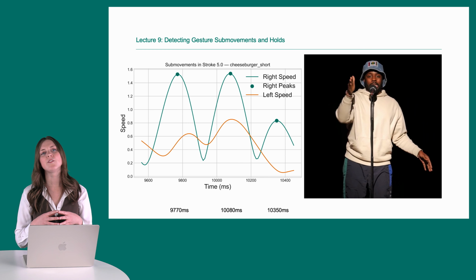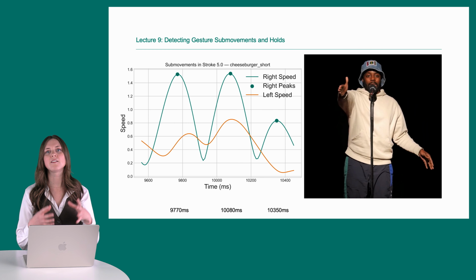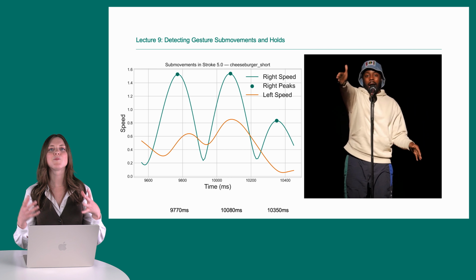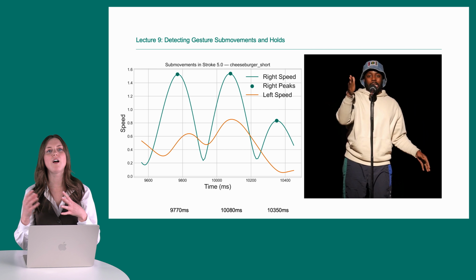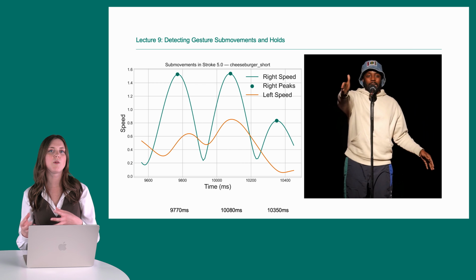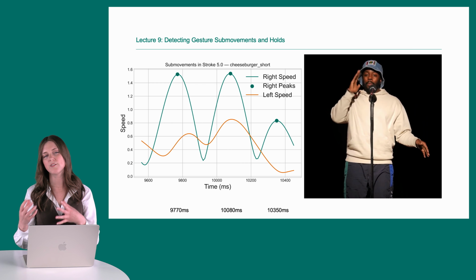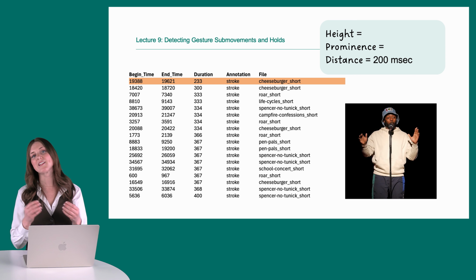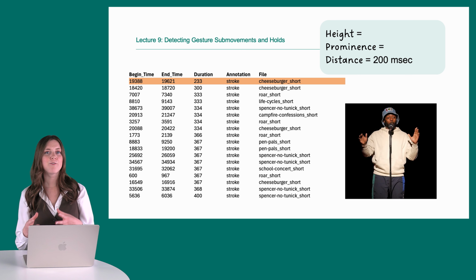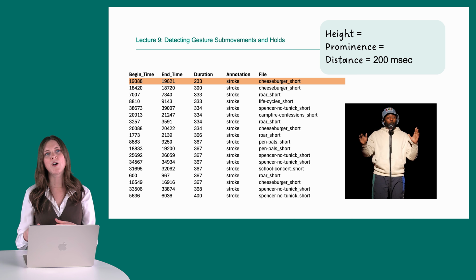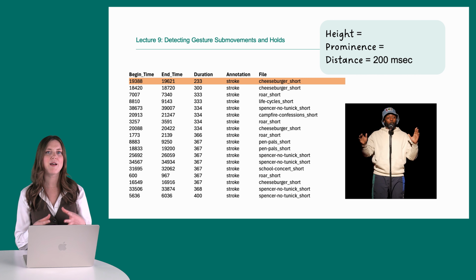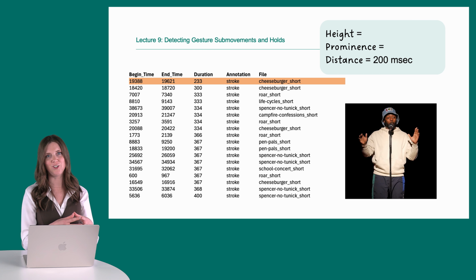Ideally, we want our thresholds to be sensitive enough to detect speed peaks reflecting true gesture submovements, but specific enough that we don't capture unintended movements or small pulses in speed that aren't perceptually distinct. One thing we would expect from our data is that every gesture stroke has at least one submovement or speed peak. A gesture stroke is defined as the meaningful, kinematically salient phase of a gesture.